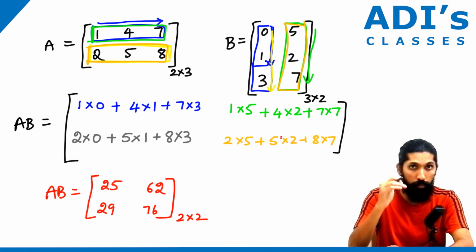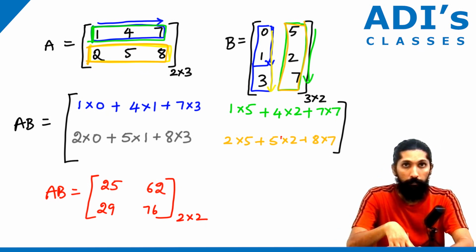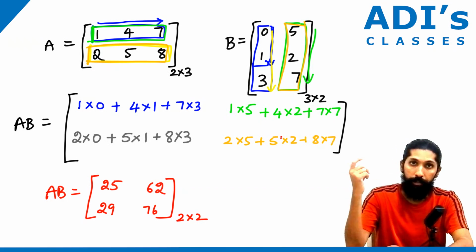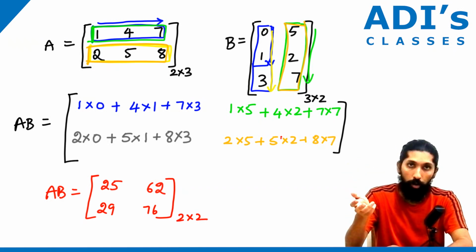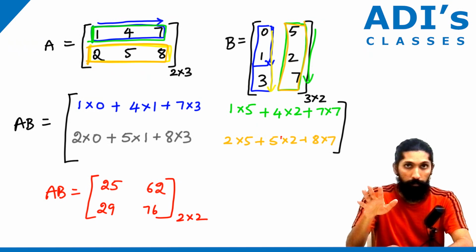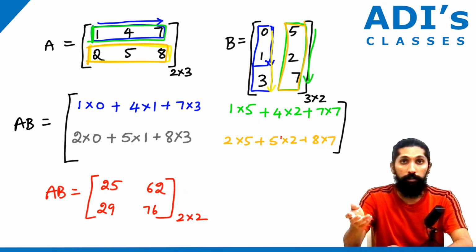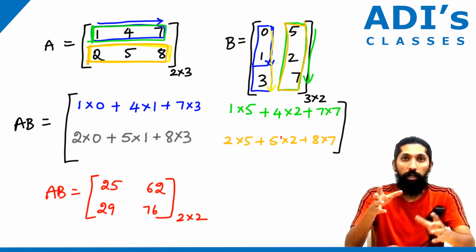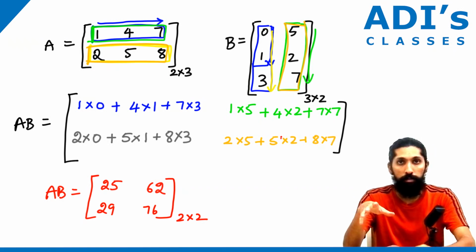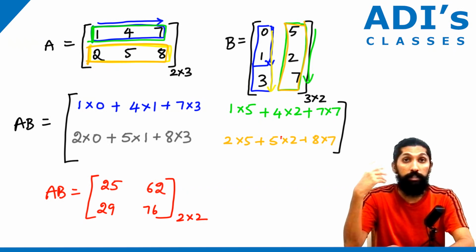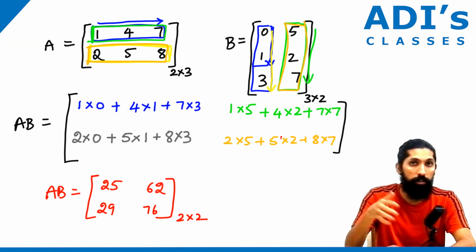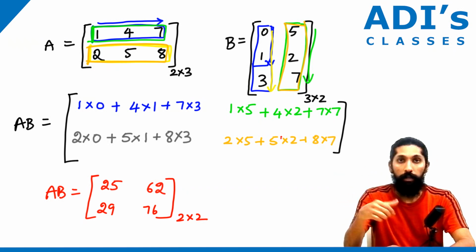Now, this is how you do matrix multiplication when you have multiple rows and columns. Fair enough? So this is what we have for multiplication. Now, in the next video, we'll look into the properties of matrix multiplication, like commutative, associative, inverse, then scalar multiplication. All these things we are going to look into in the next video.